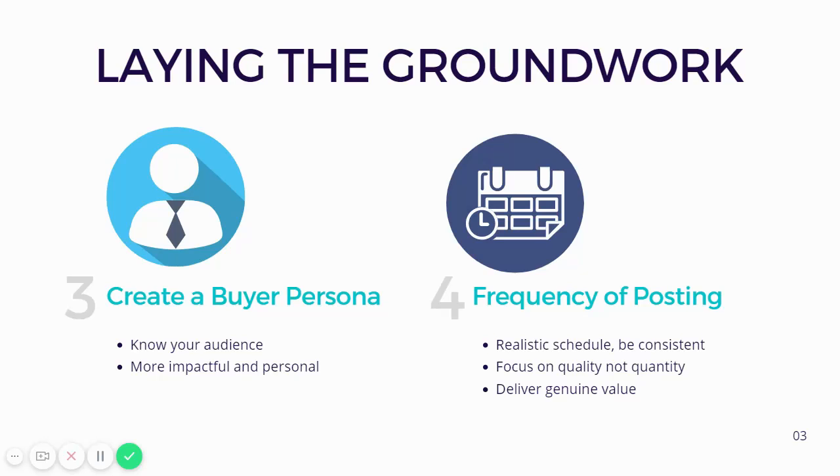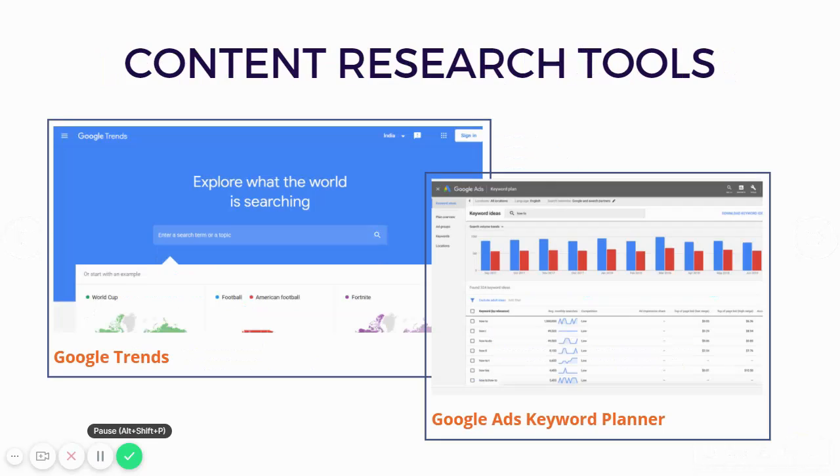The next thing you can work on is the frequency of your posting. Come up with a realistic schedule that you can be consistent with. Focus on delivering quality and not necessarily just posting a lot. Your primary goal should be to deliver genuine value to your audience.